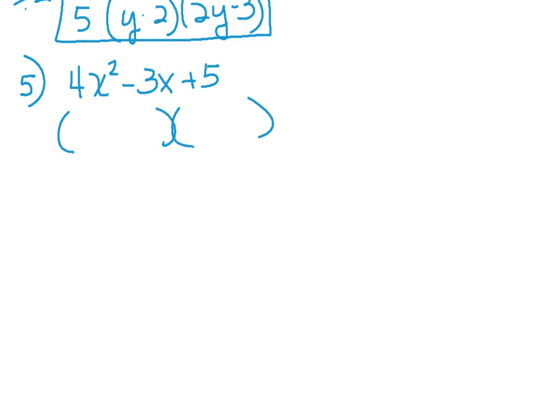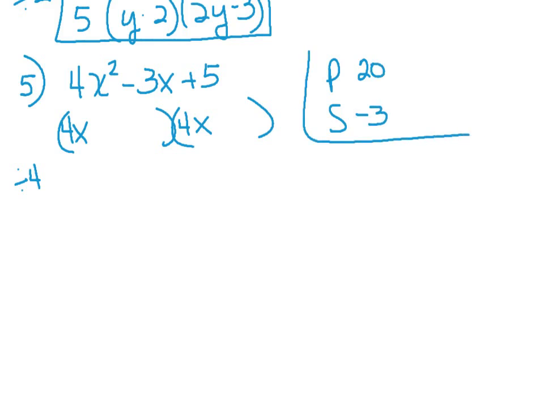My mistake is I'm going to say that my first term in each binomial is 4x. I know that that's wrong, but I will correct it afterwards. And I'm going to look for a product and sum. My product is 20, and my sum is -3. So I will go ahead and look for two integers that multiply together to have 20, and their sum is -3. Okay, so let's go through that guess and test process.